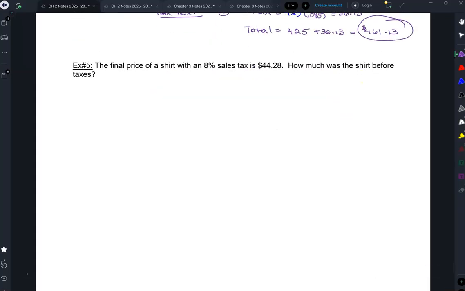Okay, the final price of a shirt with 8% sales tax is $44.28. So this is the final price. There is an 8% sales tax, and this is how much I'm paying, right? So it's like you buy a shirt, you go home, and you're like, hey, look, I bought this. And I paid $44.28, right? And your family's like, oh, how much was the shirt? And you're like, ooh, I don't know, right? So we're going to calculate how much the shirt was.